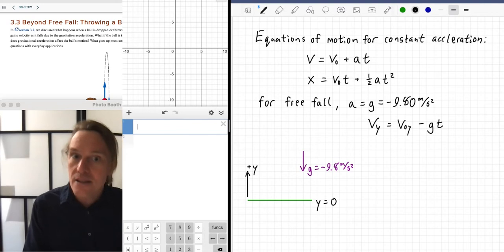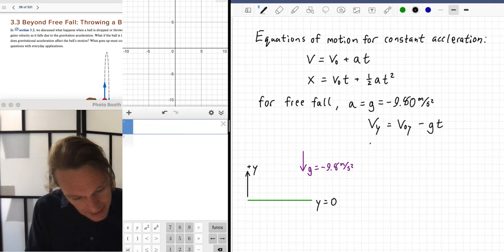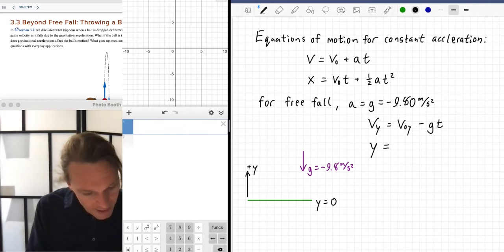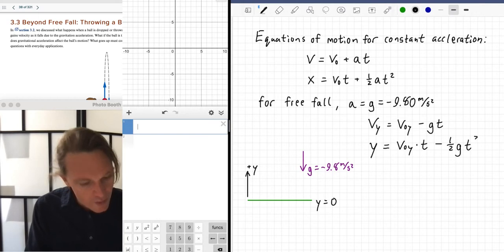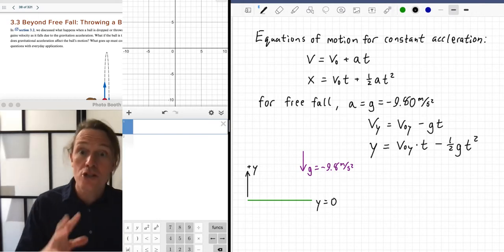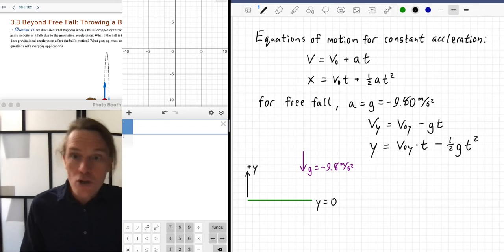But I want to highlight the negative, so I'm going to leave it here in the equation. I think that's easier to read. All right, and over here, the instantaneous vertical position y is just going to be v naught y times t minus 1/2 g t squared. Okay, so those are the equations of free fall. And that's all generally free fall.